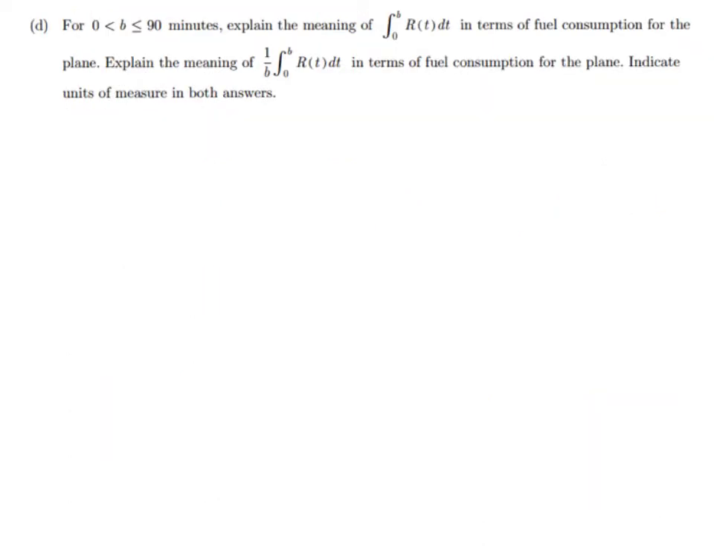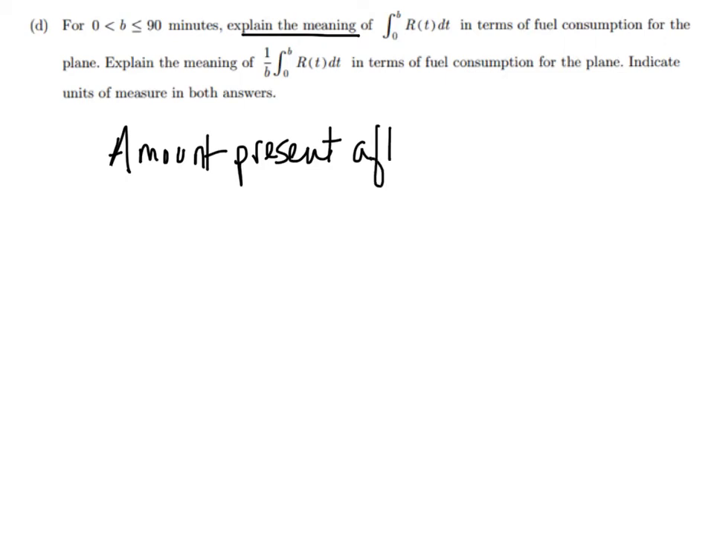Finally, for some time b between 0 and 90 minutes, explain the meaning of the integral from 0 to b. Well, remember that r was a rate. It gave us the rate. So if we're integrating the rate, what we're being given is the amount present after b minutes.